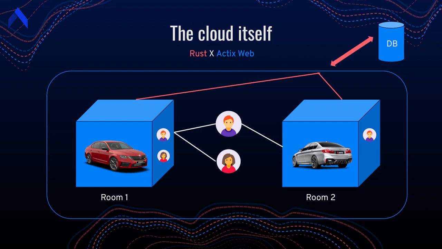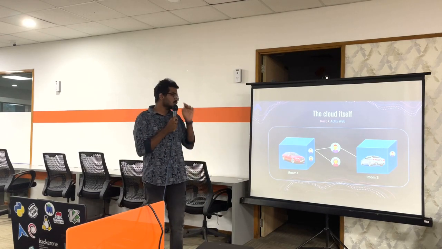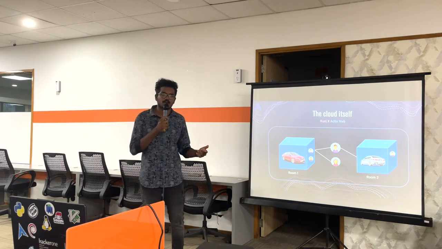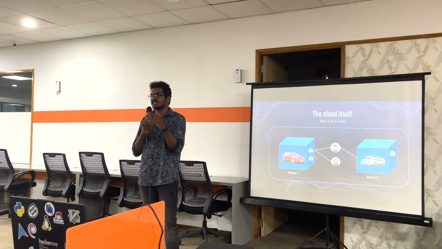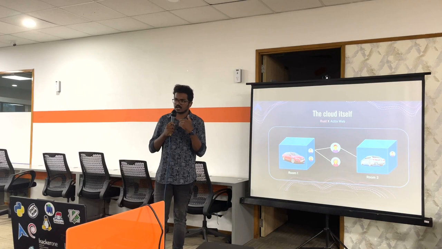So now, if another person wants to come in and monitor just the one car, they can also come in and join the only one room which is required. Now, this architecture is primarily to enable live tracking, that thing that you just saw, the app showing all the details of the data coming from the car. So this architecture is primarily to do that.